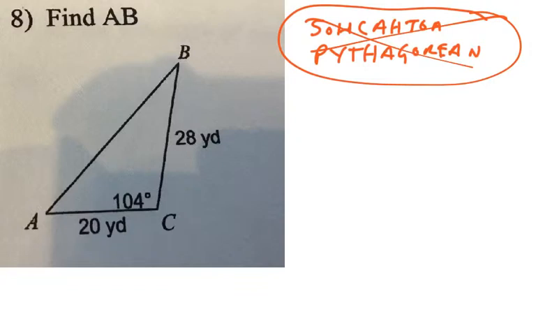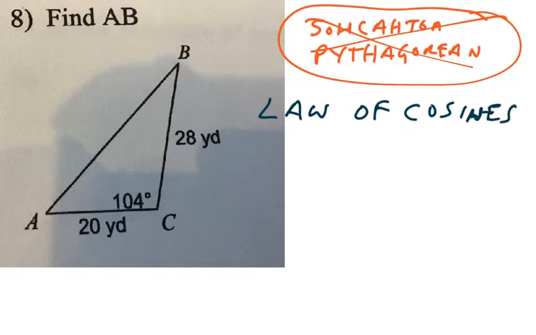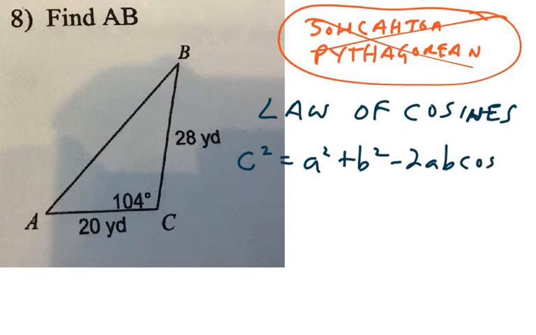So this is why we have to use something called the law of cosines. And basically the law of cosines says this: c squared equals a squared plus b squared minus 2ab cosine of theta. Theta is the angle between sides A and B.